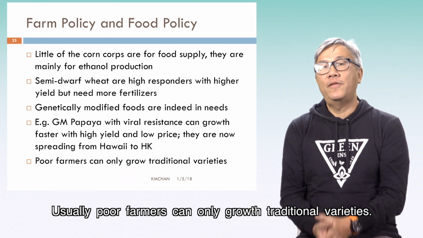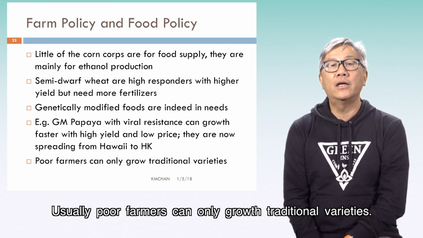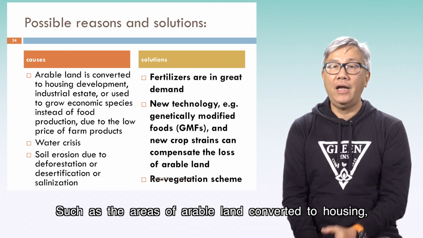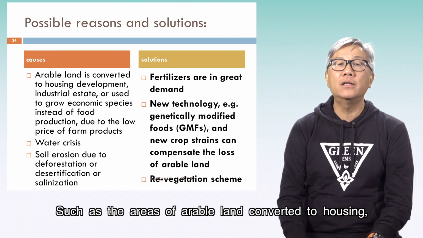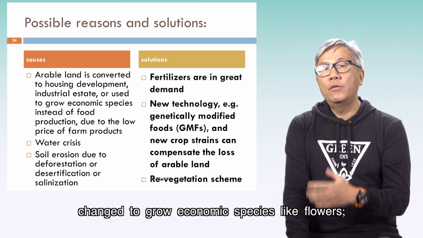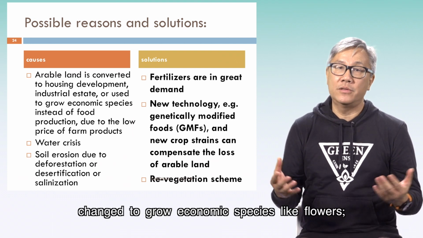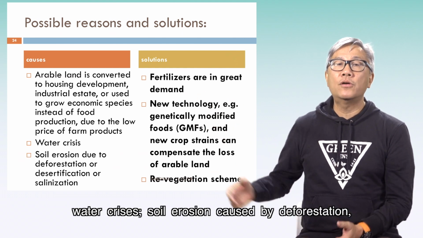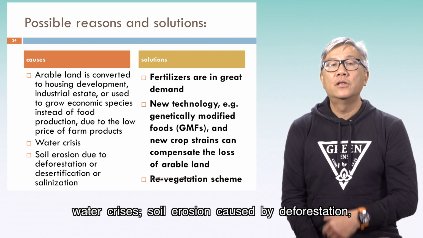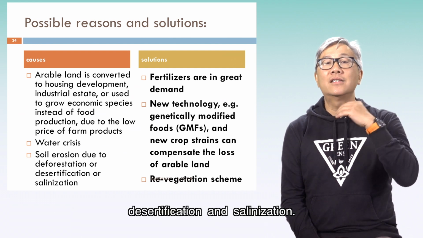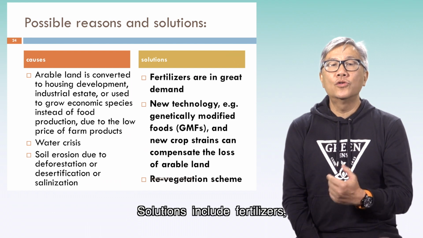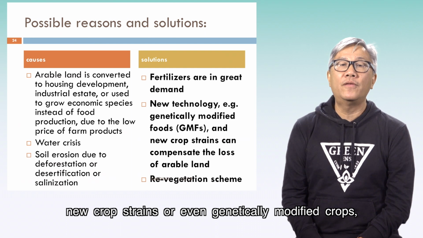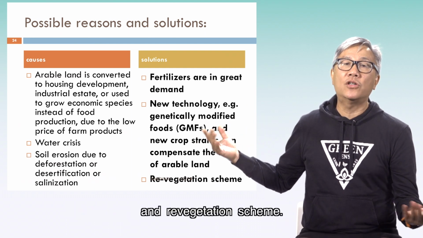Usually, poor farmers can only grow traditional varieties. We are facing problems such as the area of arable land converted to housing, changed to grow economic species like flowers, water crisis, soil erosion caused by deforestation, desertification, and salinization. Solutions include fertilizers, new crop strains, or even genetically modified crops, and revegetation scheme.